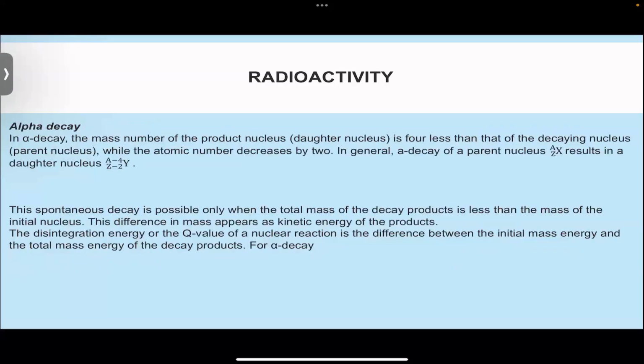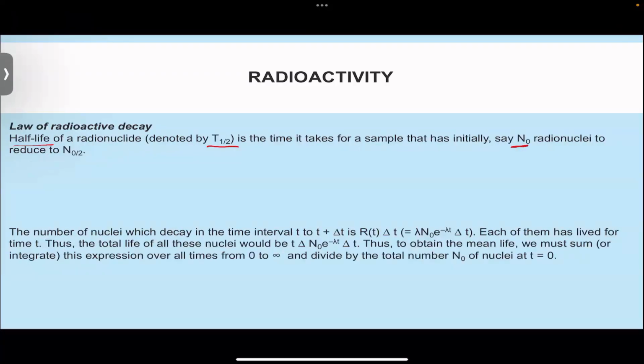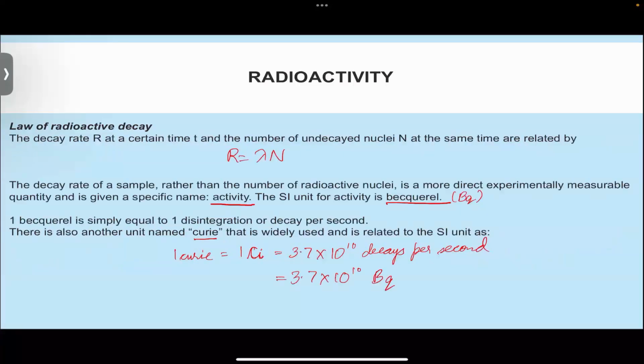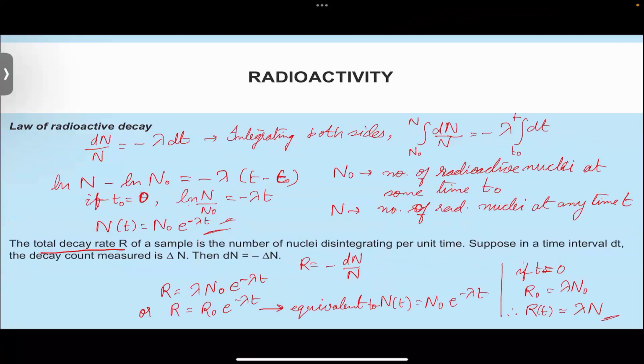So if your initial number is n0, T half is the time that the radionuclide takes to decay to n0 by 2. So this is what we understand. How do we denote this? We denote this using the law of radioactive decay. This is the equation that we are going to use.